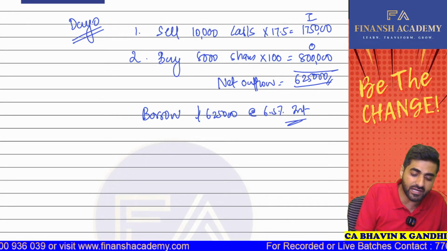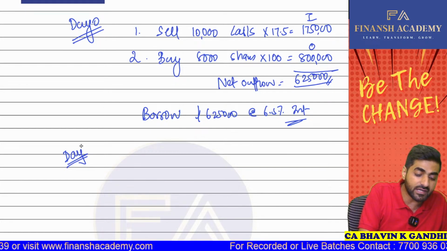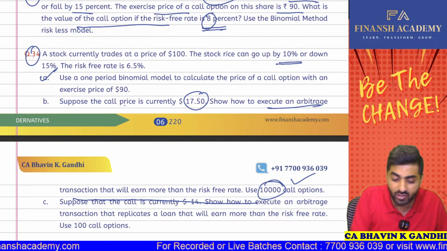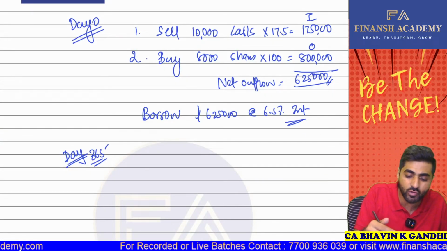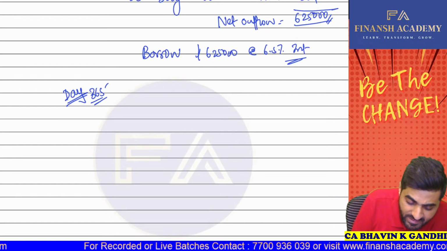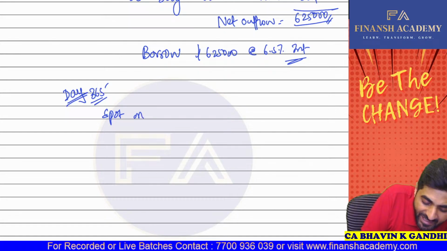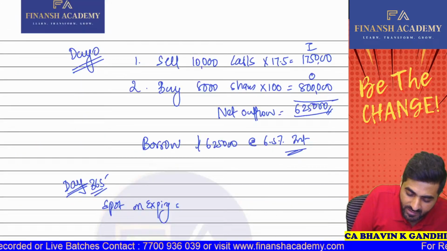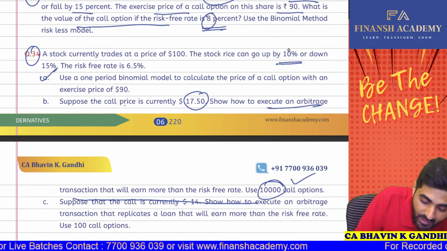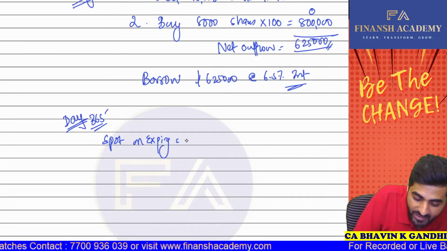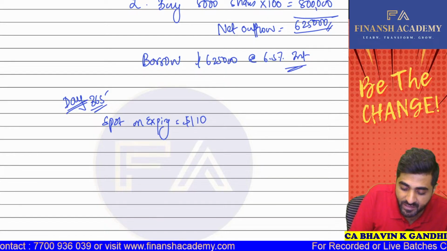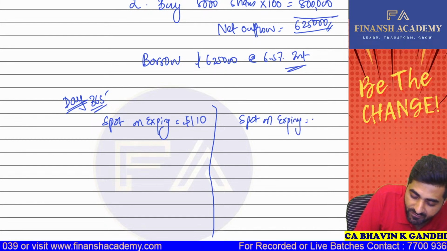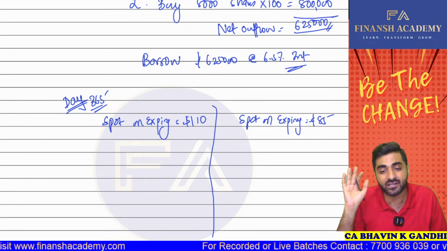At the end of, let's say, day 90, or it's, I think, a 1 year contract, so let us talk about the end of day 365. What is going to happen now? So now, my dear students, the spot on expiry can either be, as you can check, in the question only they have told you, up by 10% or down by 15%. So it can either be $110, or the spot on expiry can actually be $85. So these are the two possibilities.